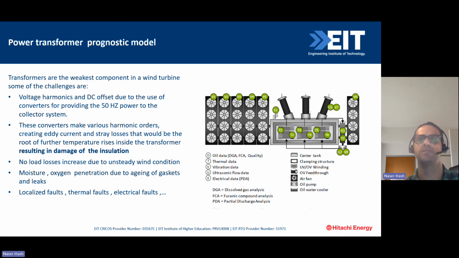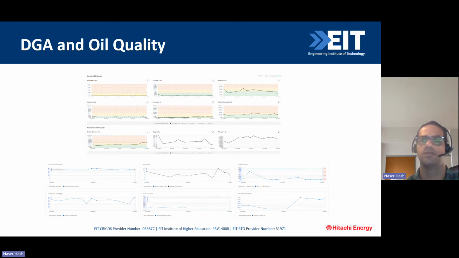But if we predict based on the data analysis, if you have a trend of these DGA analyses, dissolved gases and oil quality, we can trend and find out when the insulation is going to fail, or whether the transformer is under failure or not.